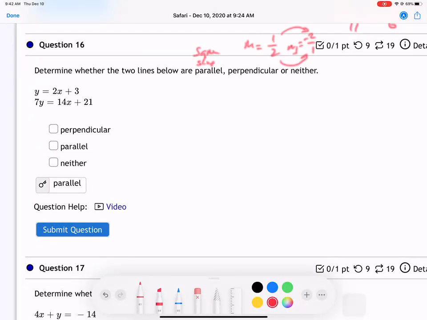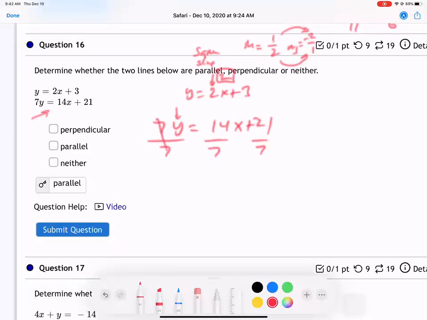So y is equal to 2x plus 3. So my slope is 2. Yay, that was super easy. Now what's the slope for my second problem? We have to solve for y. I see 7y is equal to 14x plus 21. That's not in a format I'm used to, but we know if we solve for y, so I'm going to divide both sides by 7. y is equal to 2x plus 3.